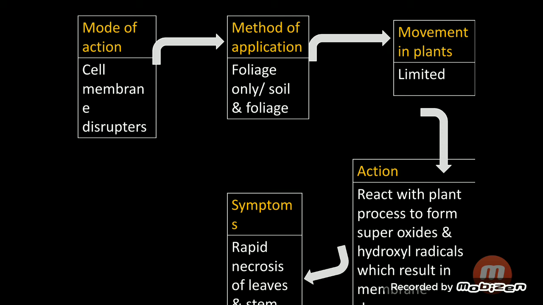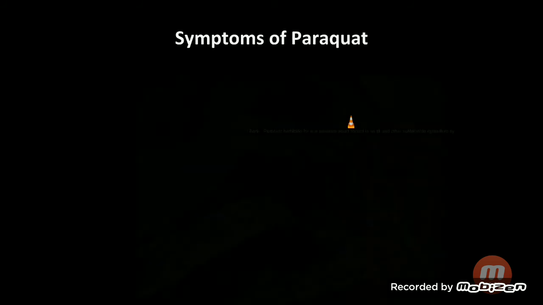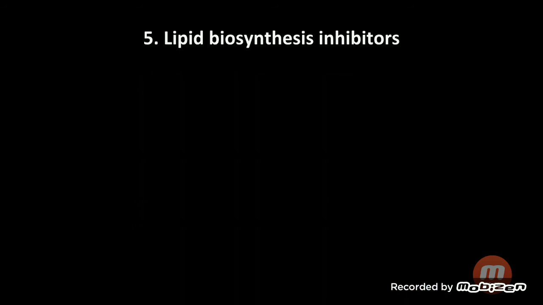They have a very rapid reaction. So, if you apply paraquat, on the same day you will see the symptoms, rapid necrosis of leaves and stems. Paraquat, diquat, oxyfluorfen, these are some examples. You can see rapid bleaching, and desiccation of the plants takes place.